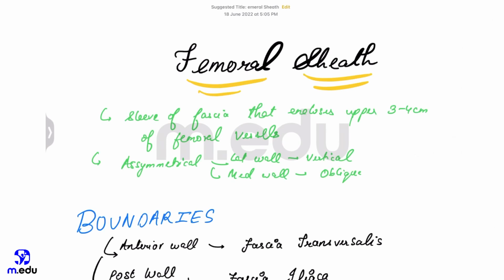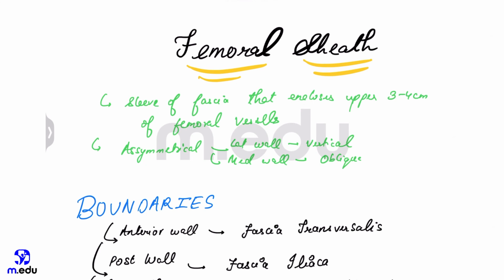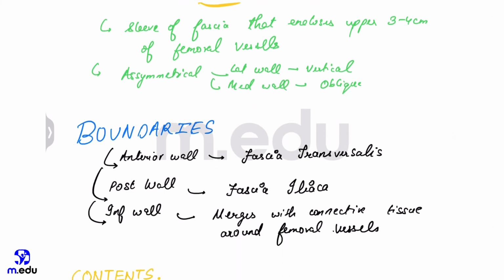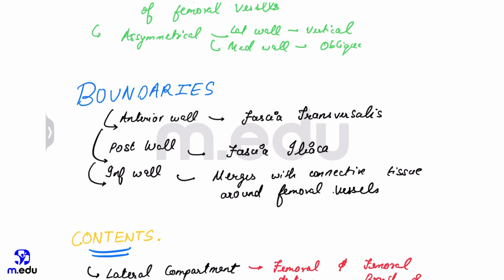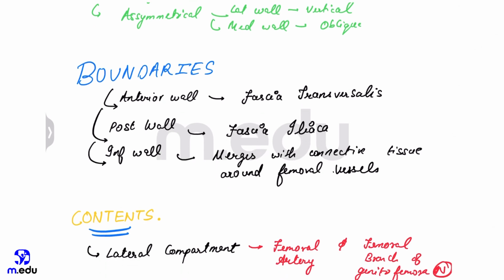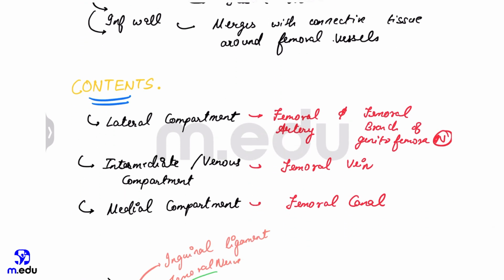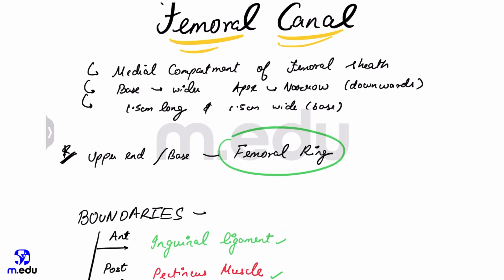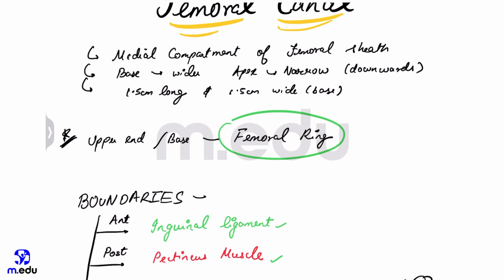So now let's revise what we learned today. We learned today about the femoral sheath, the femoral canal and the femoral hernia. Femoral sheath is a sleeve of fascia that encloses upper 3 to 4 centimeter of the femoral vessels. It has boundaries: anterior wall, posterior wall and inferiorly. In its contents it has three compartments: lateral, medial and intermediate. Femoral canal has a wider base and a narrow apex. Its wider base and upper end is also known as femoral ring.